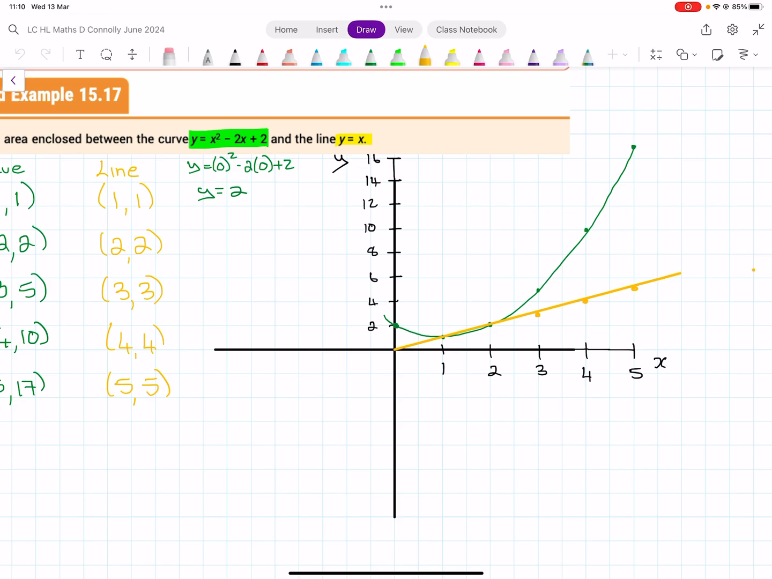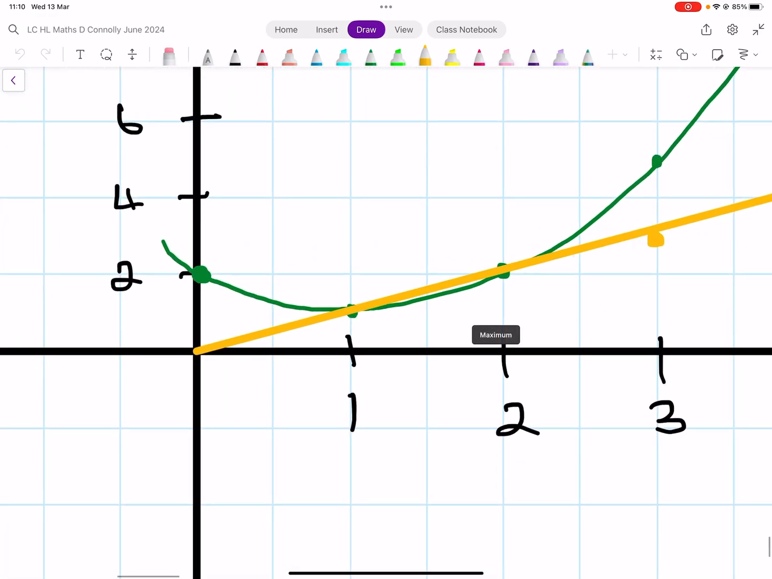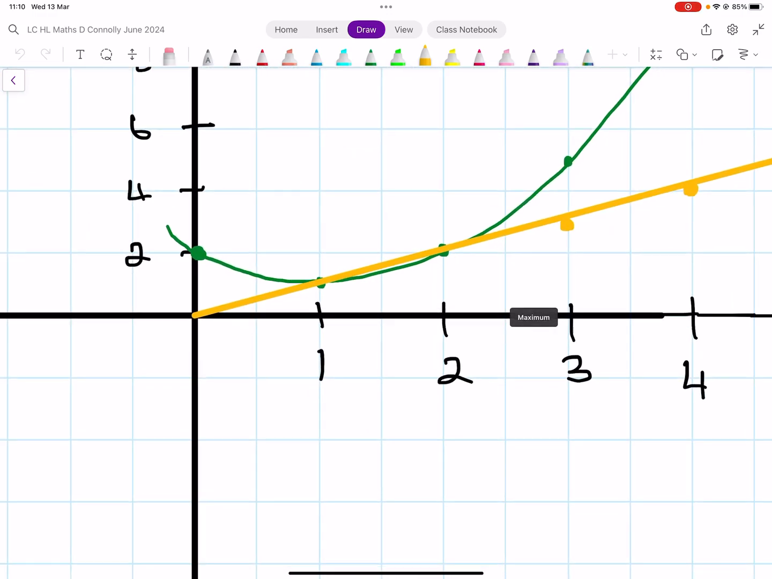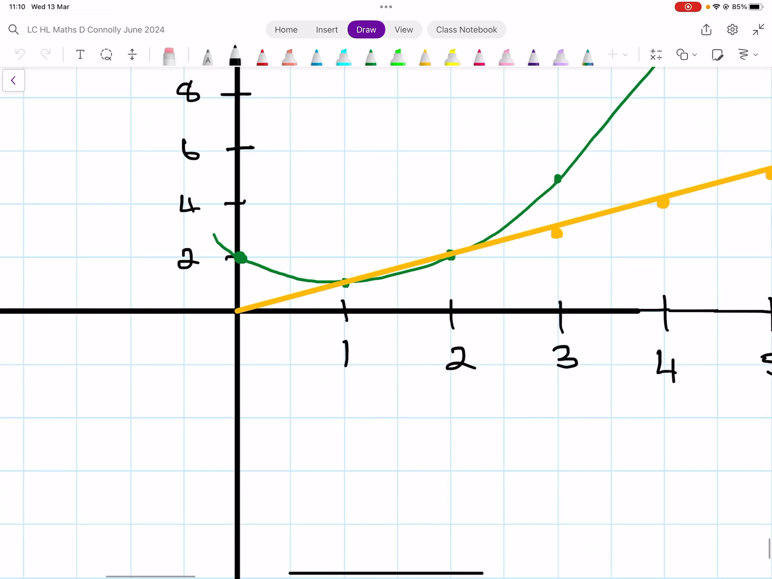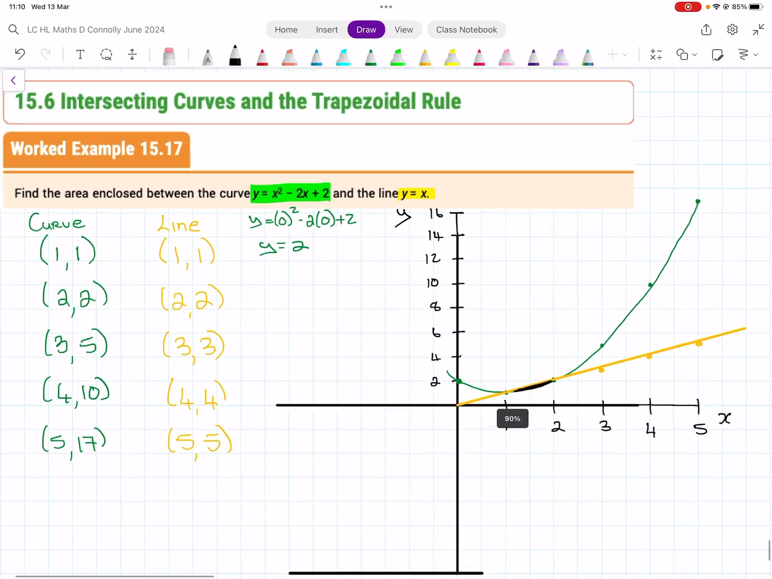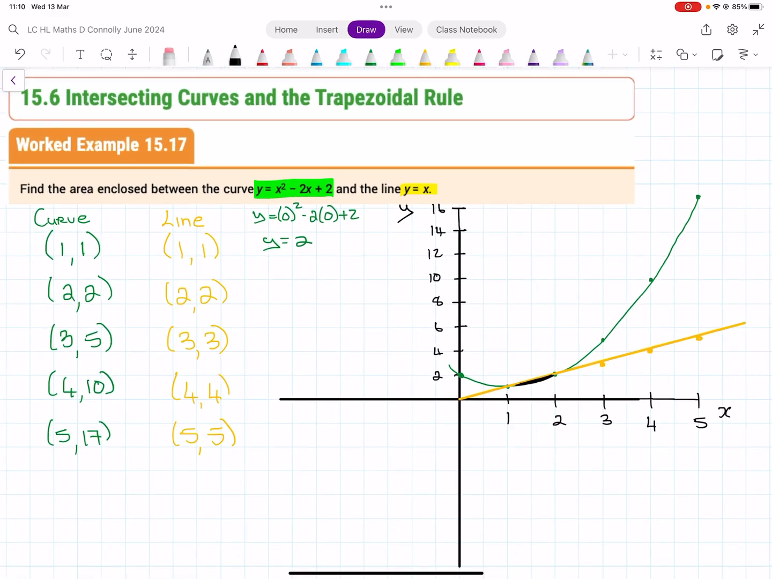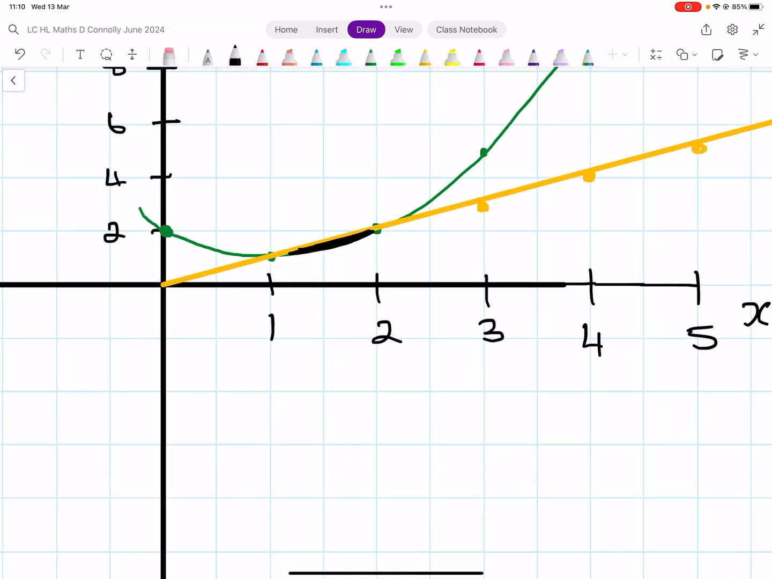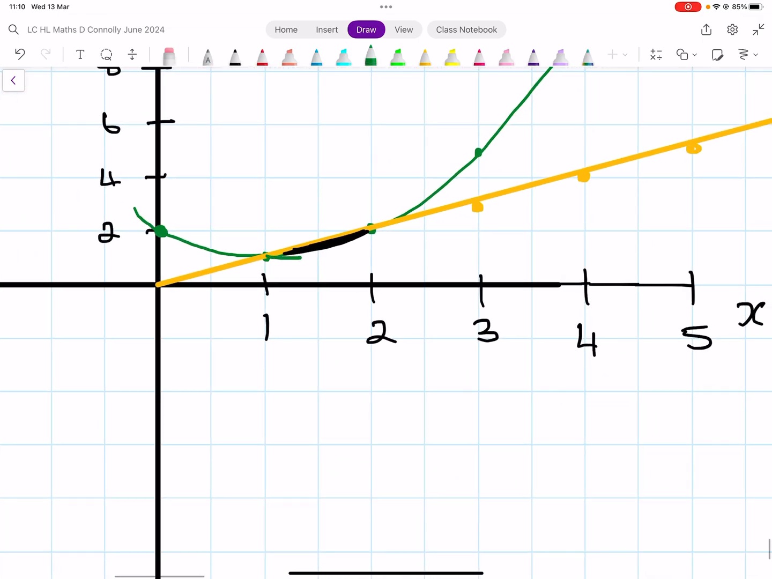So the area, if I keep going in, bound by these two, is like that tiny bit there. So it's find the area enclosed between, yeah. So it's that tiny bit there. So the quadratic graph comes under and the linear graph goes over. Yeah? Right, so let me explain how you do this.